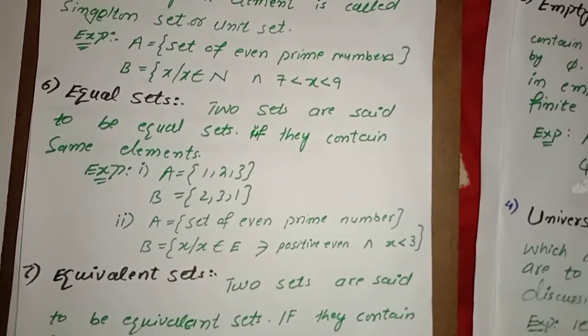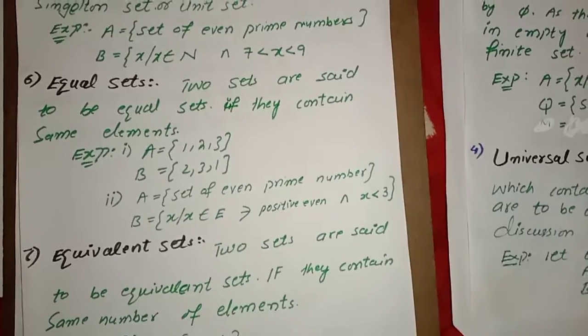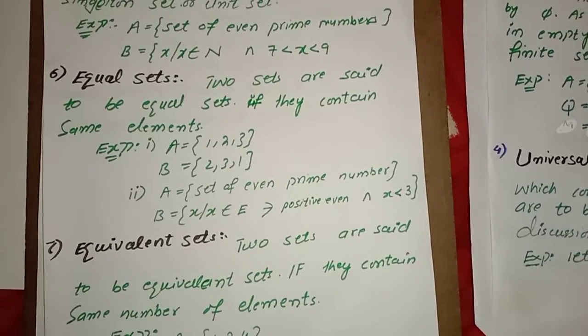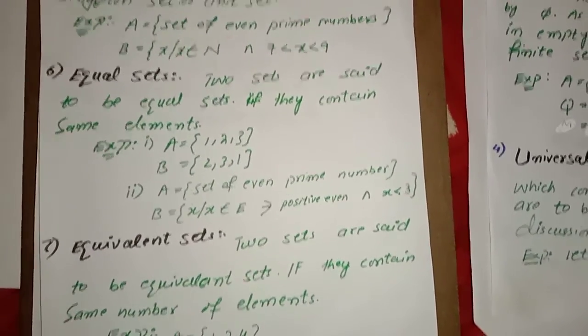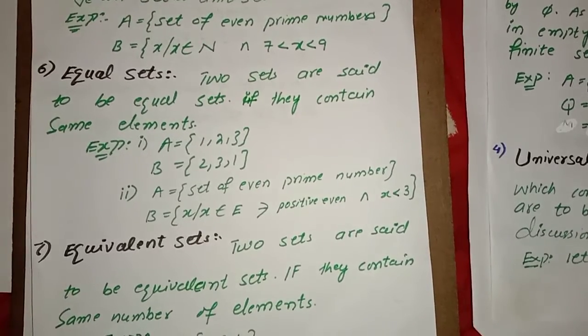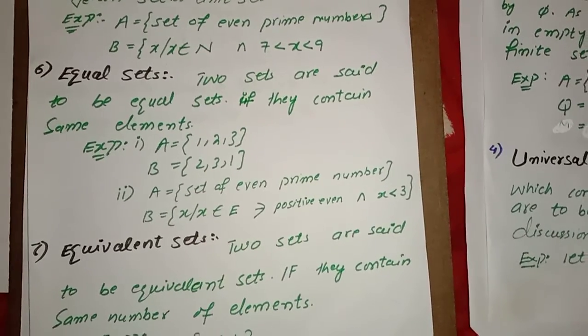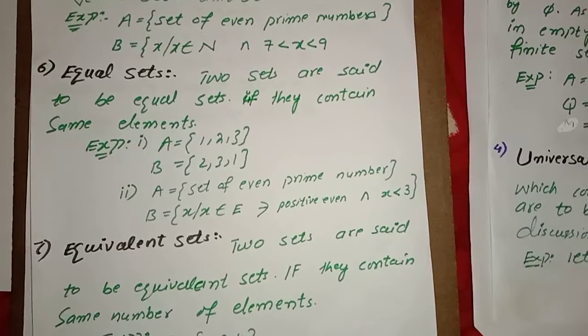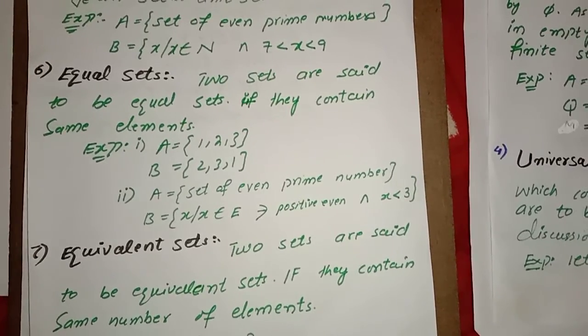Two sets are said to be equal sets if they contain the same elements. Equal sets are two or more sets in which the elements are the same.